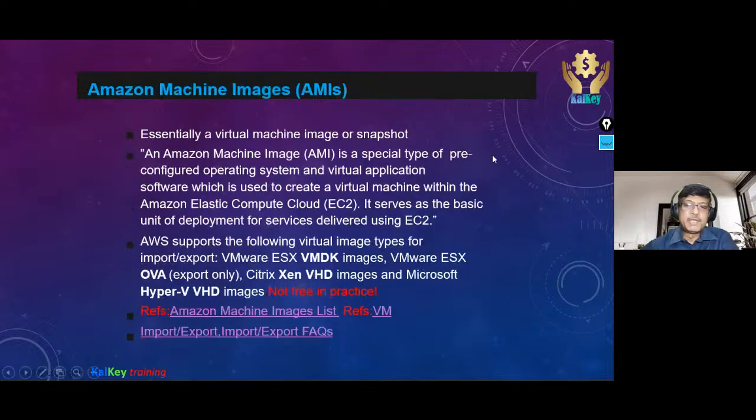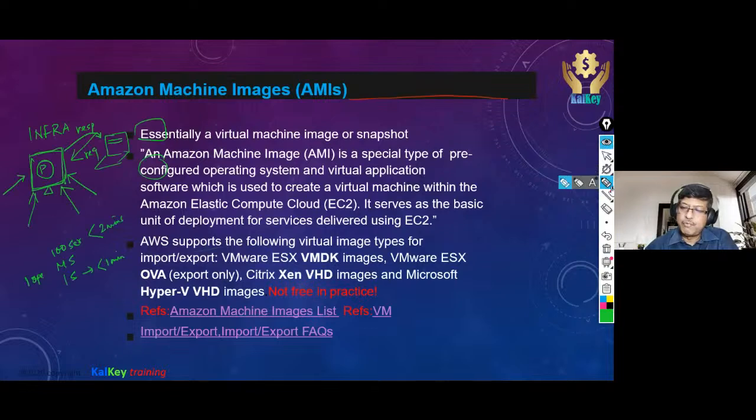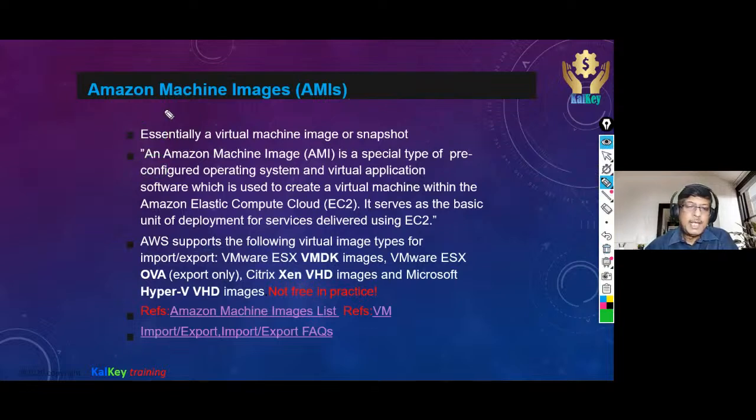Then there is Amazon Machine Images. Can anybody tell me what we mean by AMIs? Like you have bought a laptop, and you started on the power. You have powered it from your power source and you find nothing. Why? Because you have only bought the hardware, a dumb machine.